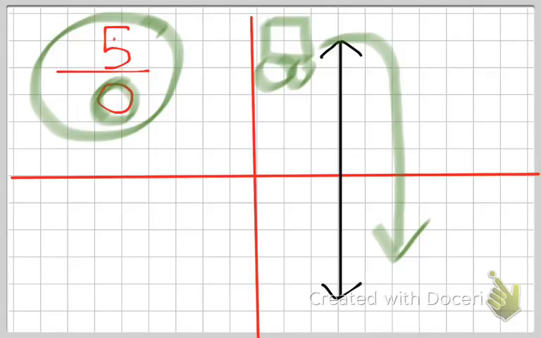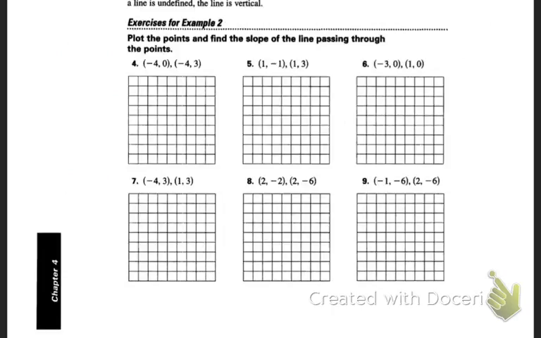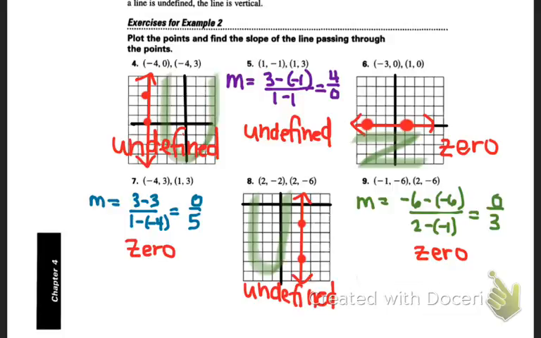All right, let's try a few problems. Try the exercises for example 2, 4 through 9. Press pause. When you're ready to continue, press play. Number 4 was undefined. Number 5 is undefined. Number 6 is 0. 7 is 0. 8 undefined. And 9 is 0.